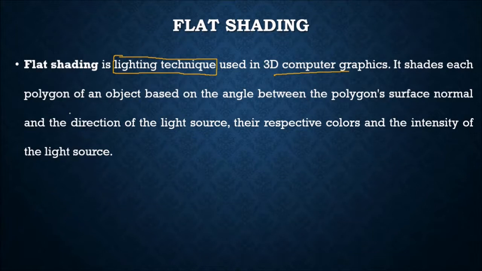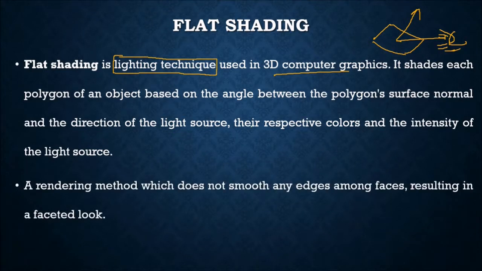It shades each polygon of an object based on the angle between the polygon surface normal and the direction of the light source. So if this is the face and this is the normal, depending upon the polygon surface normal and the direction of light, this is the light source, depending upon the angle, it shades. So their respective colors and the intensity of the light source are given to the face.